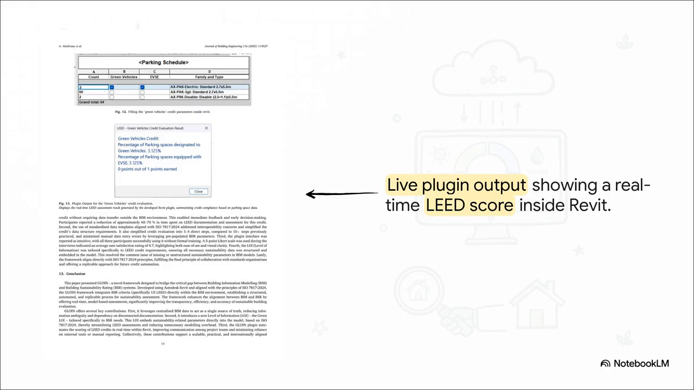The result is this incredible real-time feedback right inside Revit. You never even have to open an external spreadsheet. The live plugin output calculates that exactly 3.125% of spaces are designated for green vehicles. And because that falls short of the 5% requirement, it instantly returns 0 points. The designer gets that feedback immediately. They can adjust the parking allocation on the spot, rerun it, and secure that lead point in seconds.